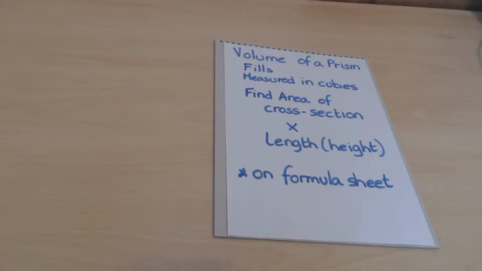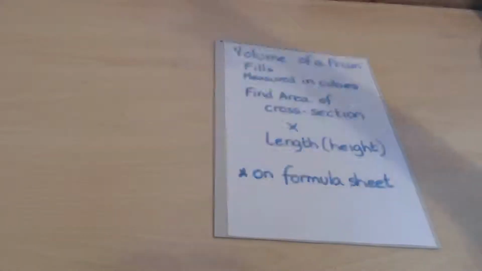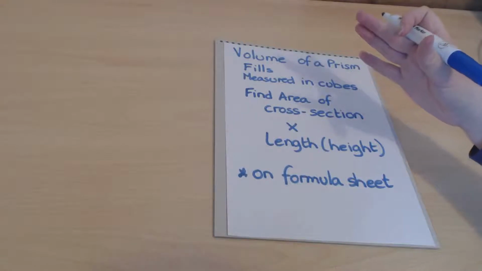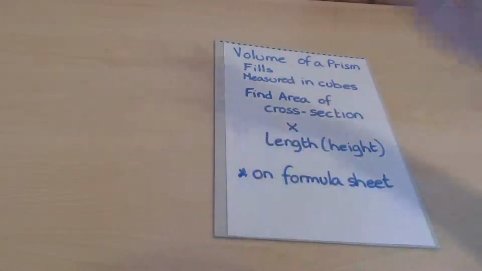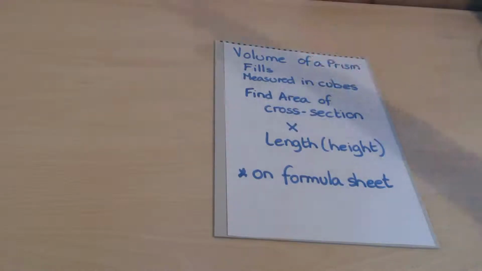Now, a prism is a shape where if you cut through it at any point, you're going to get the same shape and the same size everywhere you cut through. So imagine something like a Swiss roll. If you chop through, it's going to be the same shape wherever you cut through, as long as you cut straight down in the same way.